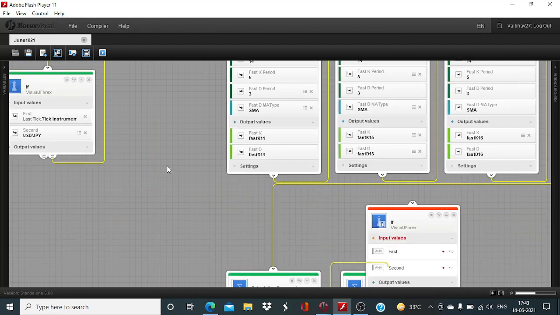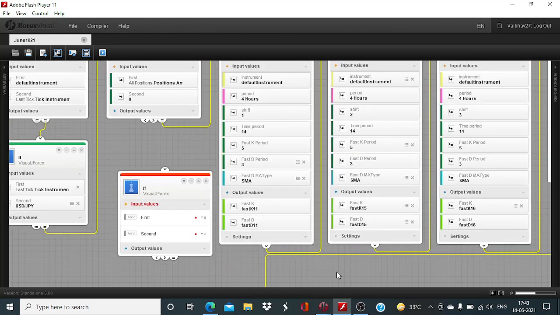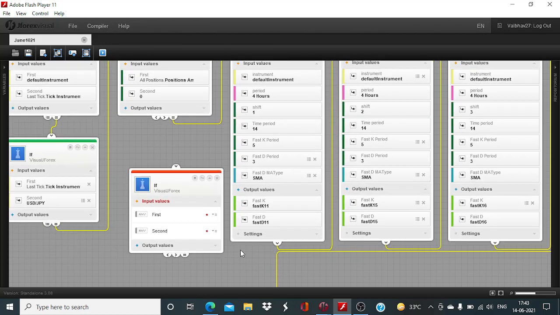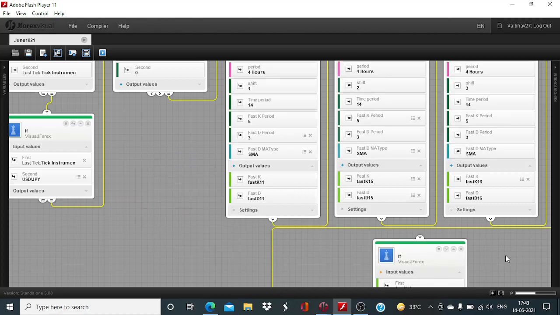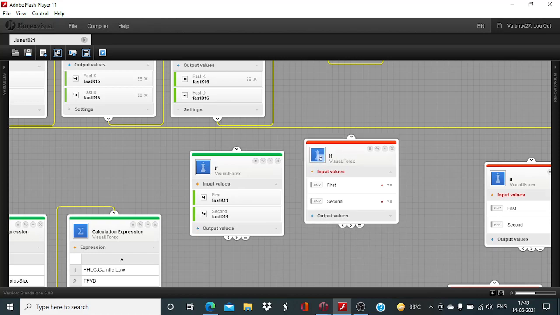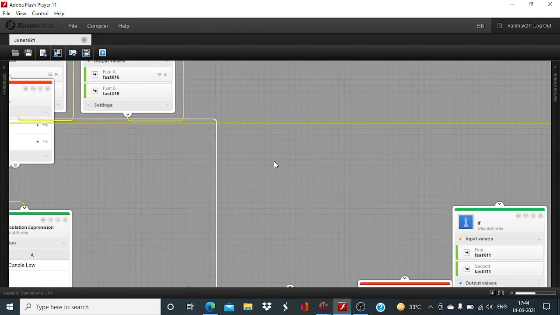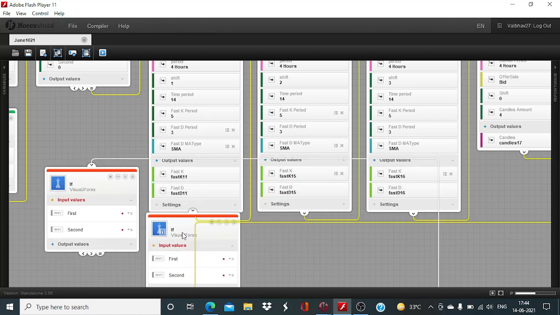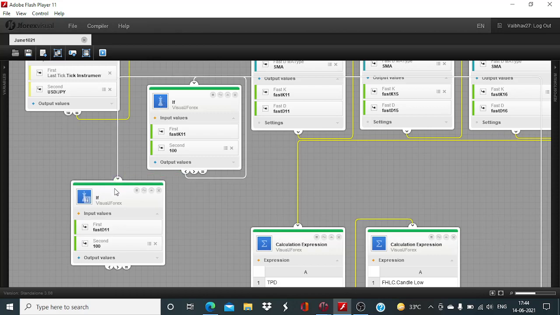Now moving on to fast K11 and fast D11. In last 4 hours, there should be some selling pressure building up, and to define that, we have to compare fast K11 with fast D11, and in this case, first input should be less than second input. Fast K11 and fast D11 should also be below 100. First input less than second input.